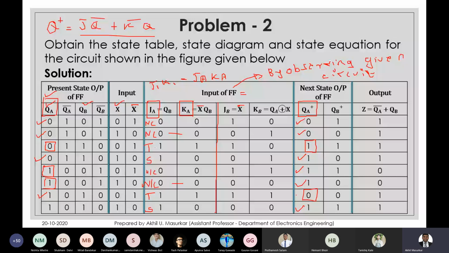On a similar basis, now you should solve, you should see QB. So for QB plus, if you want to calculate QB plus, you need to have JB, you need to have KB, and you need to have QB. This is the way you can calculate QB plus. So come on, see whether you are getting the same thing or not.